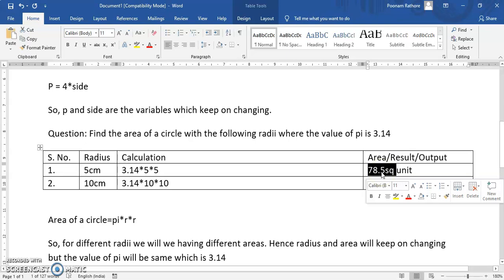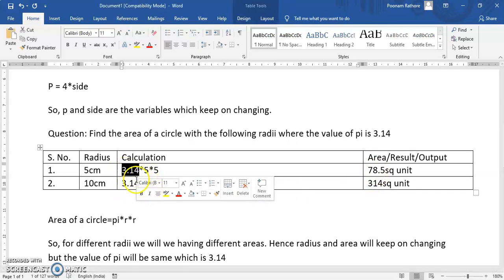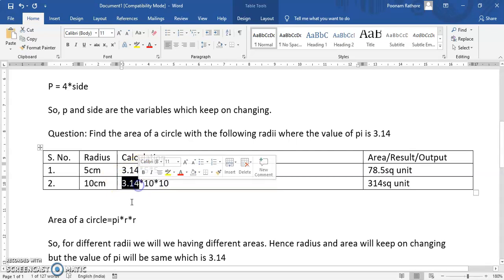So over here as well, you can see that the area has changed. When the radius was 5, the area was 78.5. When the radius was 10, it was 314 square unit. Similarly, as per your radius, the area of the circle is changing. But what is not changing here? Can you tell me? Yes, you are right. It's 3.14, which is not changing in each and every calculation.